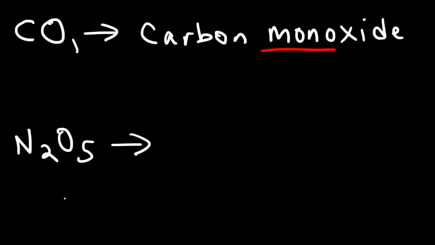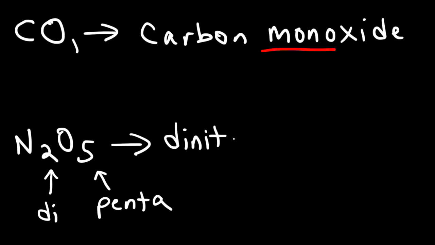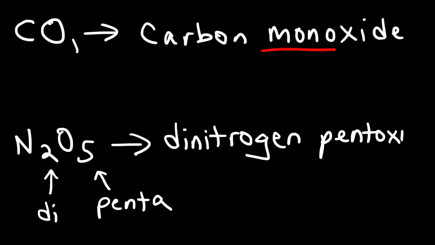Now what about N2O5? How can we name that particular molecular compound? So we know that 2 corresponds to di, and 5 is penta. N is the chemical symbol for nitrogen, and O is for oxygen. So instead of saying nitrogen, we're going to say dinitrogen. And instead of saying pentaoxide, we're going to take off the A and use the O. So we're going to say pentoxide. You don't want to put two vowels together.